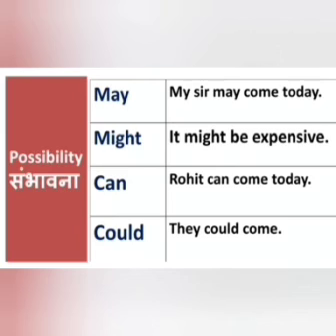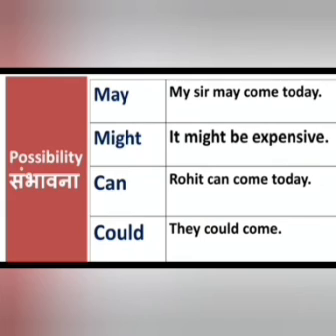When we are speaking about possibilities, that time we will use these words. May: sir may come today. It is not confirmed. It is hoping. So that time we will use may. Might: it might be expensive. We don't know the exact rate or price. We are hoping. So we are showing possibilities. So might: it might be expensive.